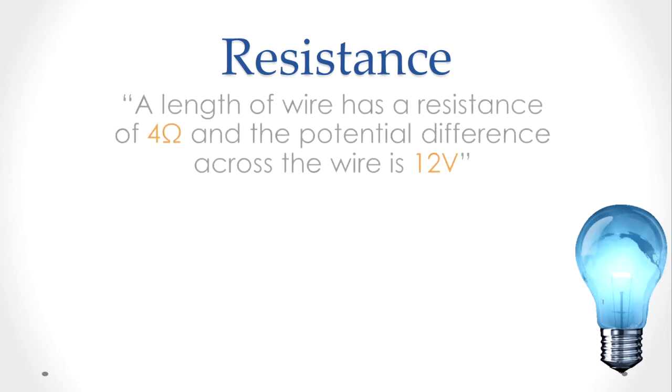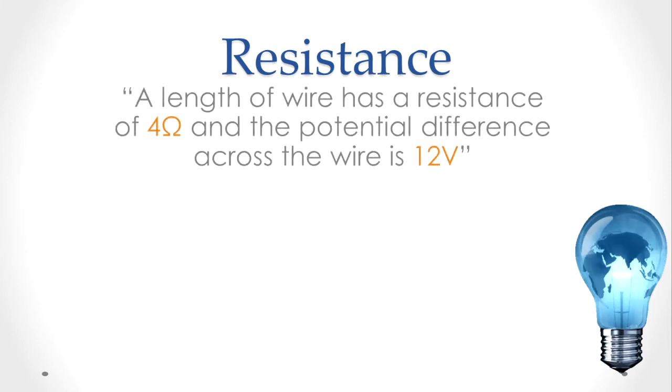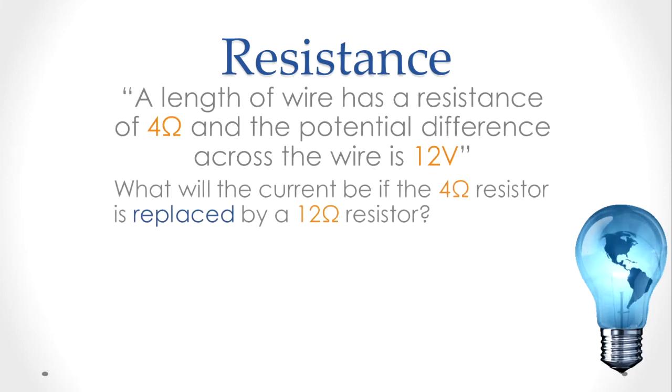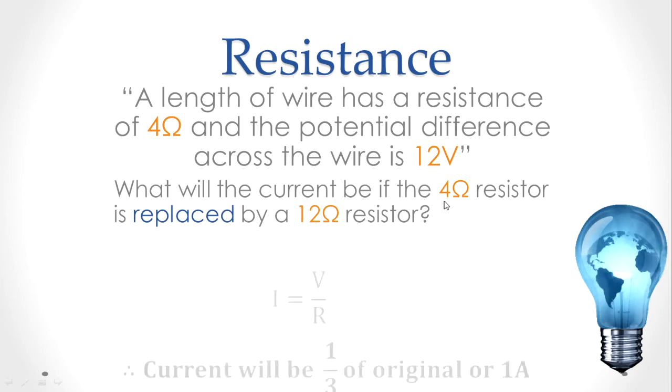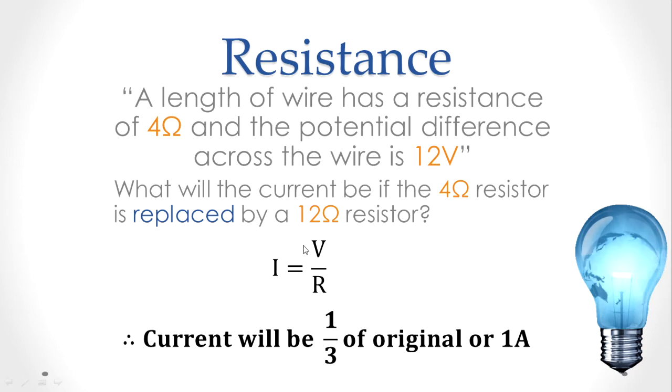Then a similar question, but with a change. What will the current be if the 4 ohm resistor is replaced by a 12 ohm resistor? So this is a resistor that has 3 times the resistance of the previous resistor. Interesting to see what happens. Again, we use this formula. You substitute your value in here. Your new resistance is 12, so it'll be 12 divided by 12, which gives you 1 amp.